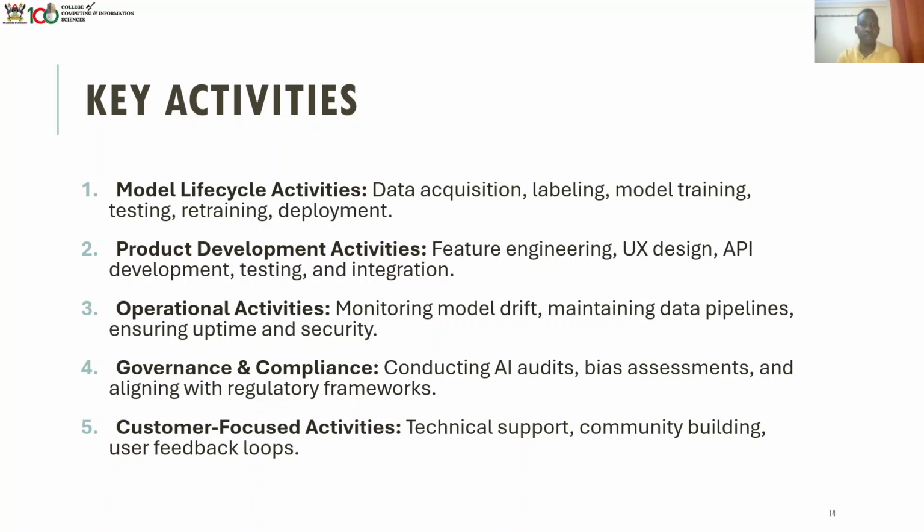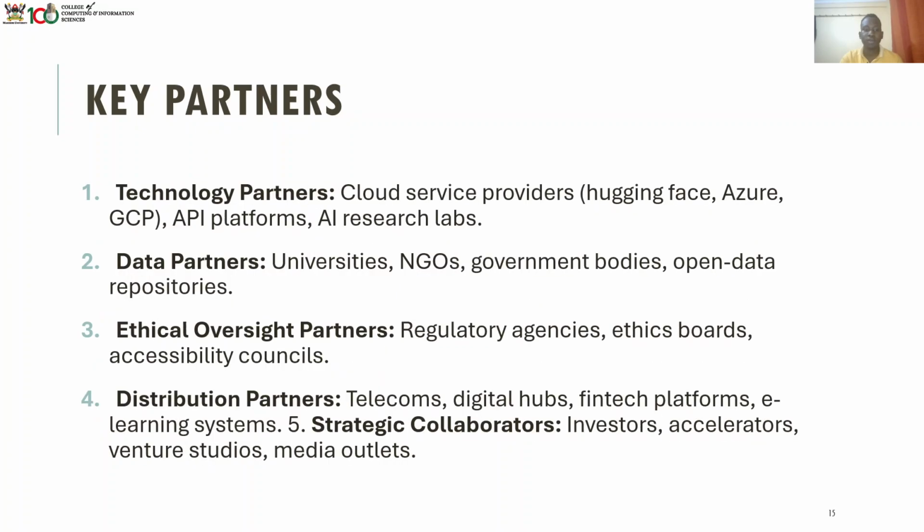Then we have model life cycle activities like data acquisition, labeling, model training, testing, retraining, deployment. Then the product development activities are feature engineering, UX design, API development, testing, and integration. Operational activities, monitoring model drift, maintaining data pipelines, and ensuring uptime. Community governance and compliance, we have conducting AI audits, bias assessments, and aligning with regulatory frameworks. Customer focused activities like technical support, community building, user feedback, and loops.